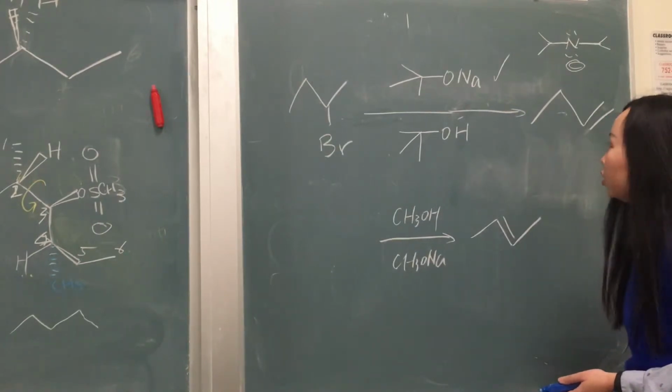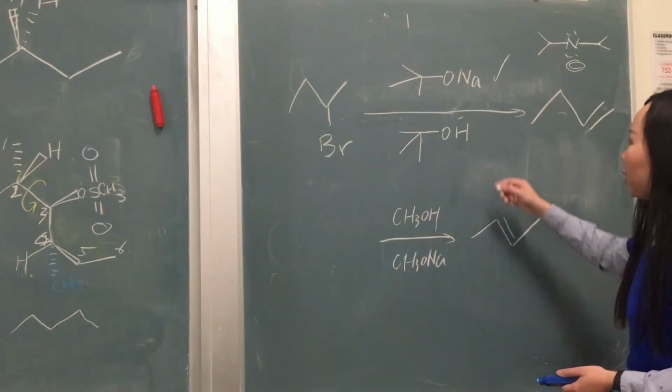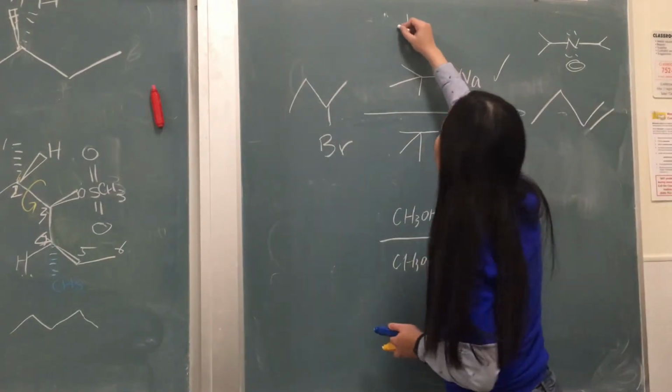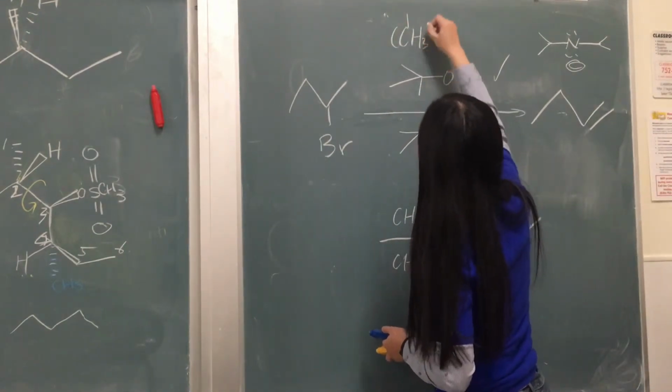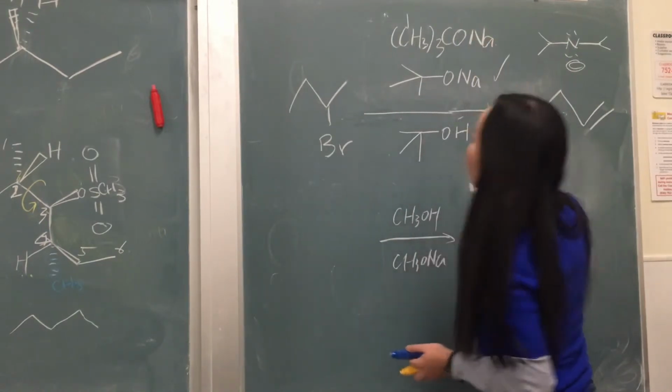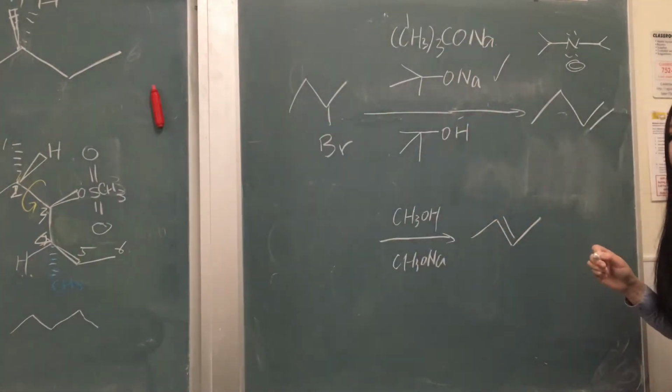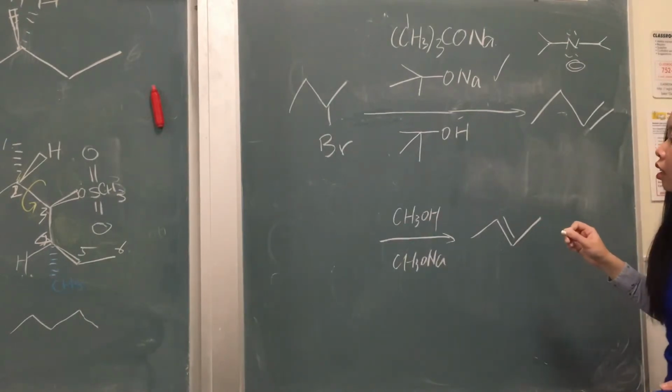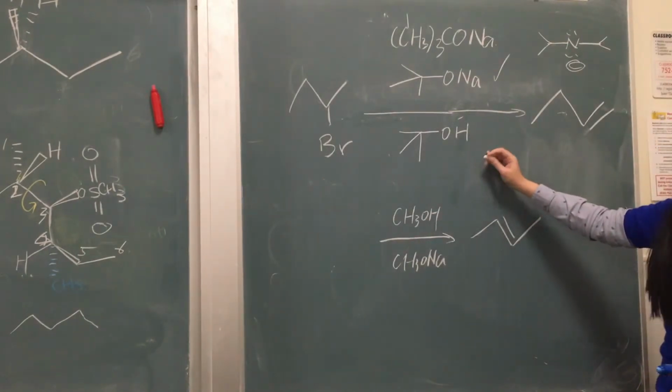The OCH3, the one on the top, that's the nucleophile, right? That's the base. So the bulky base is CH3CONa. You know the solvent at the bottom, how come that can't react? It doesn't matter for elimination.